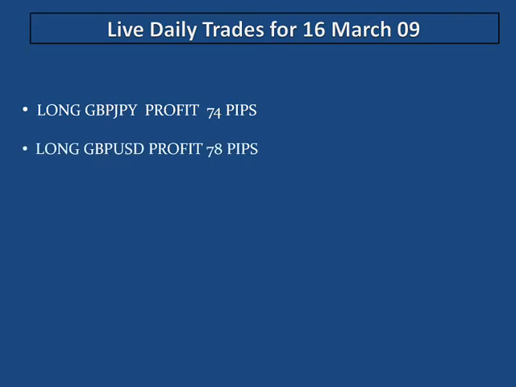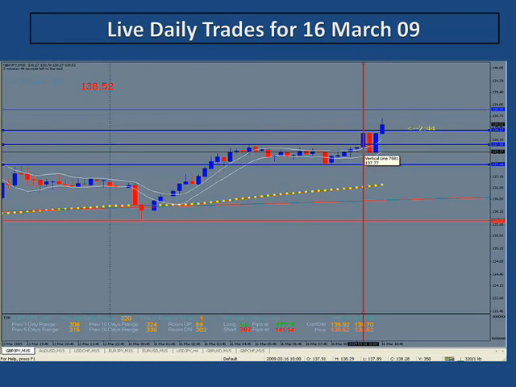And then I went long at the same time on the pound US dollar for a total 78 pip profit, and I made an 11% gain on my capital today, so it was a very profitable day. Some of the other traders that were trading in the room had some really good results as well, some in excess of 100 pips, so it was a very good day.